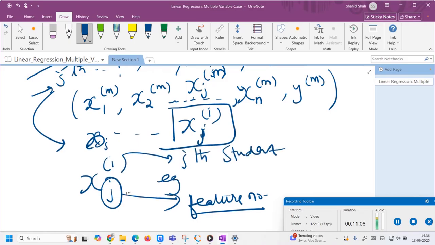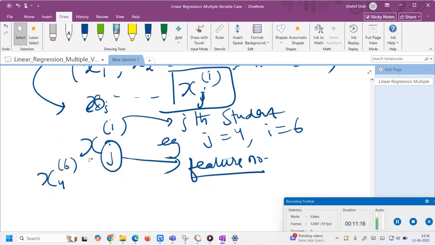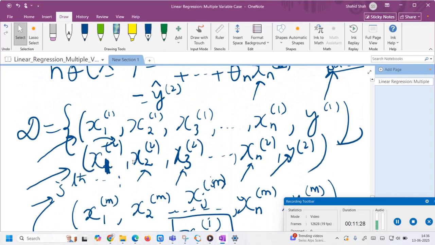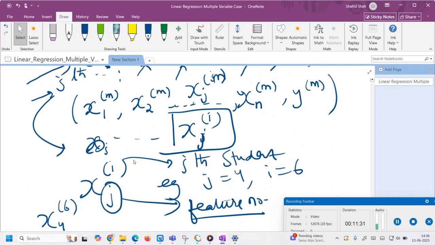Okay, for example, if j is 4 and i is 6, it will be x 4 6. What does it mean? That we have a student number 6 whose x4 may represent, suppose, his grade in maybe the communication system course. So that is what this notation is all about, which I have explained here.